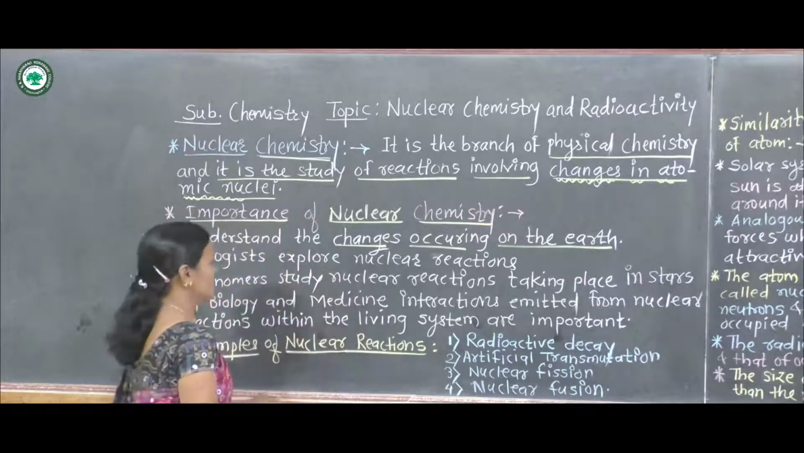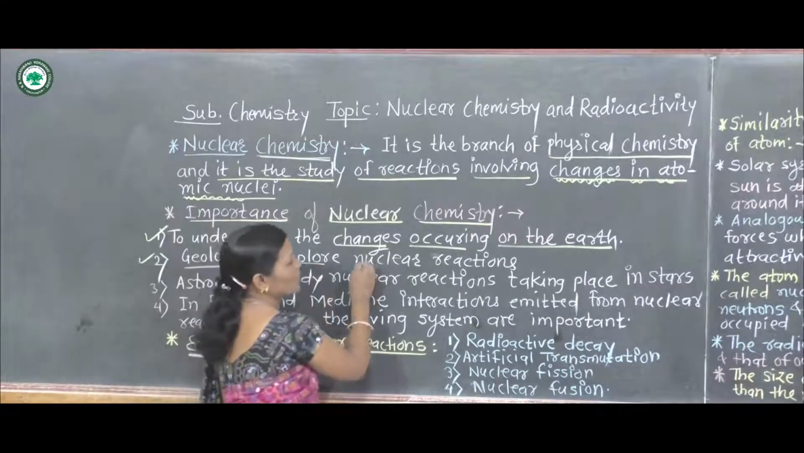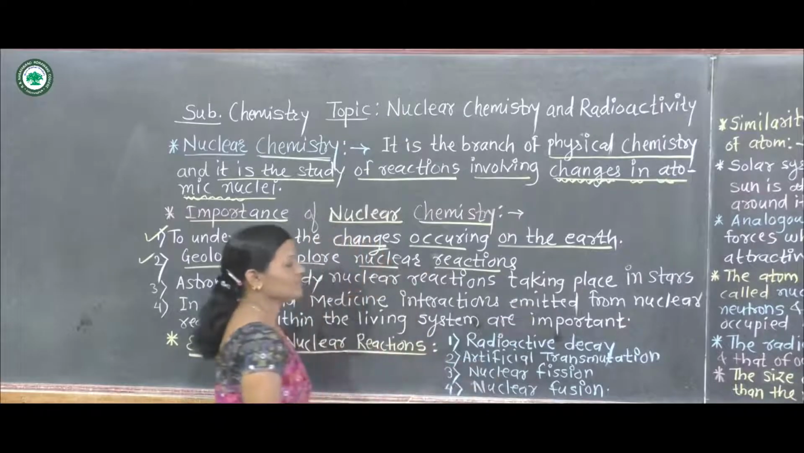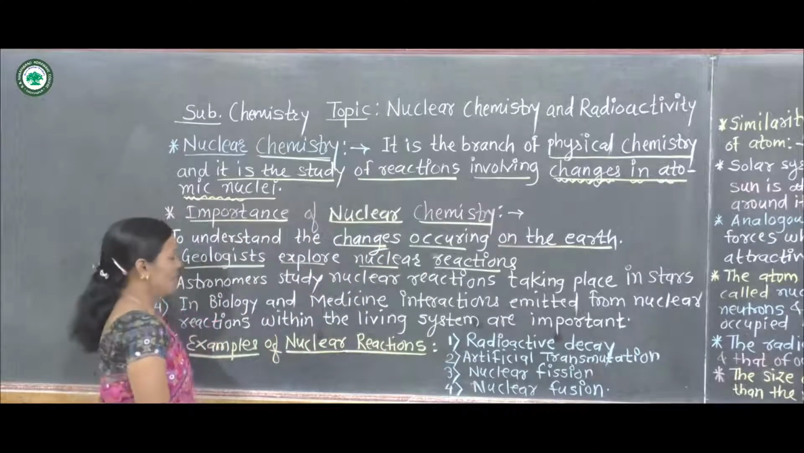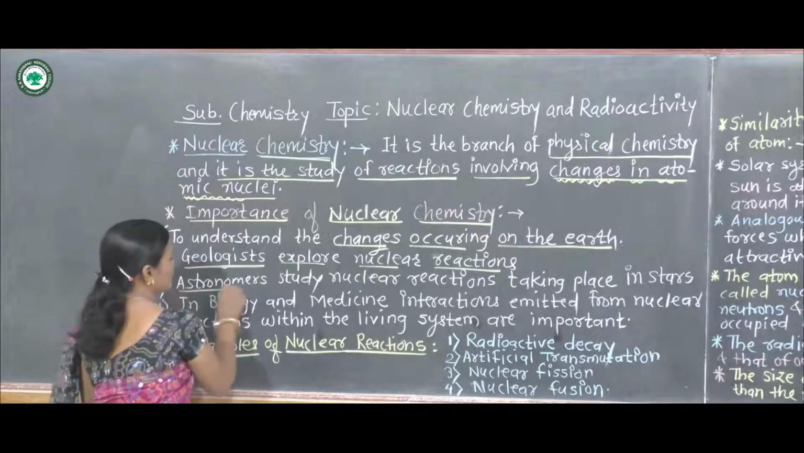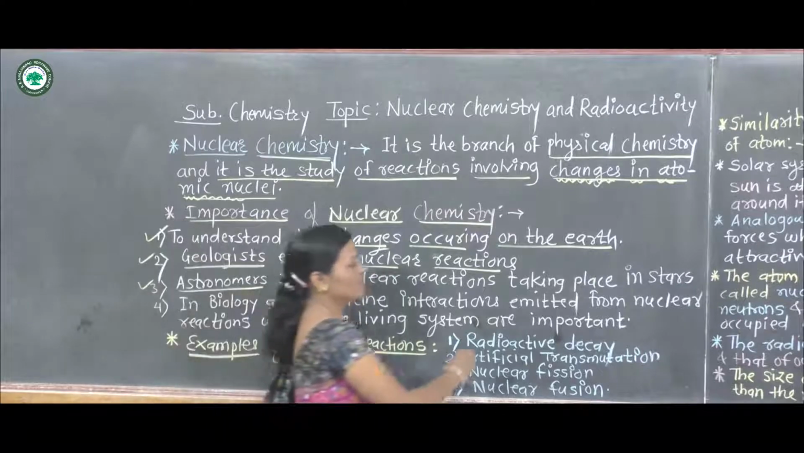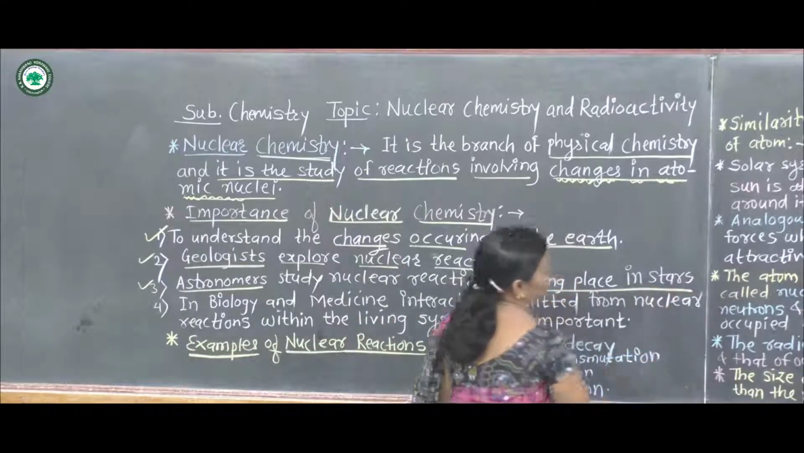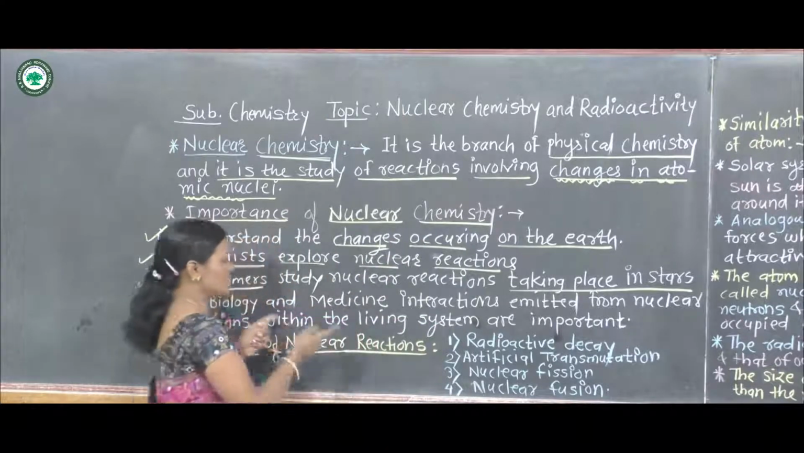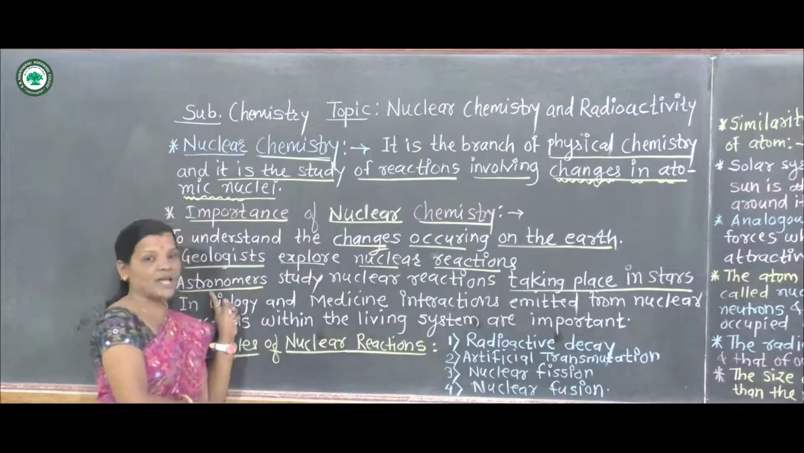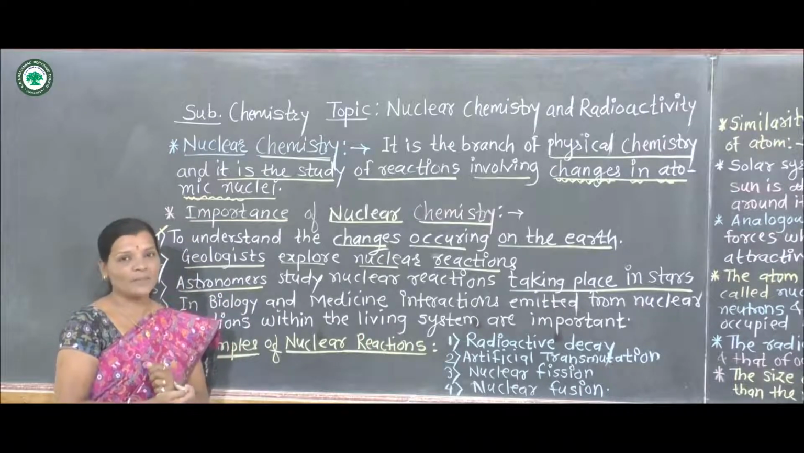Now the second importance is that geologists explore nuclear reactions. Geologists are studying these nuclear reactions. Also astronomers are studying the nuclear reactions taking place in stars. Whatever reactions occur in the stars are studied by astronomers, and this is also studied with the help of the nuclear chemistry branch.